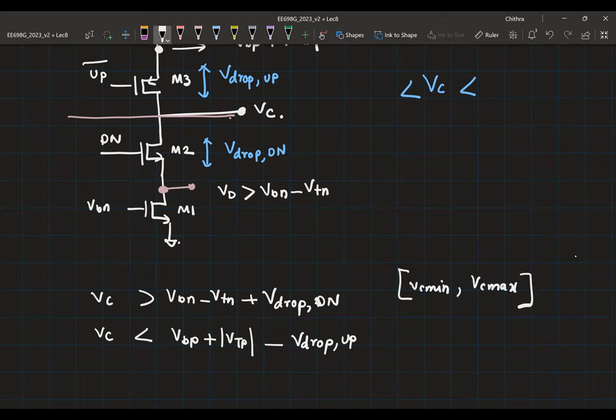So we want some VBP here. No, sorry, this is up bar. This is VBP, then VBN. This is my down signal, and this is where I connect the capacitor. So we have one reference current.